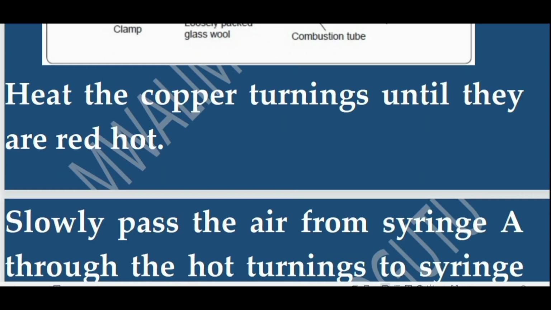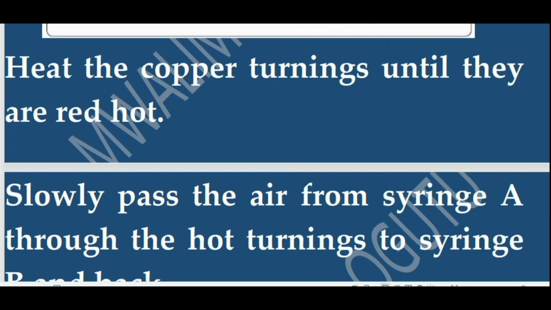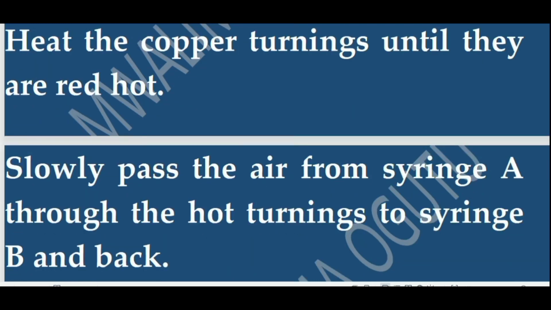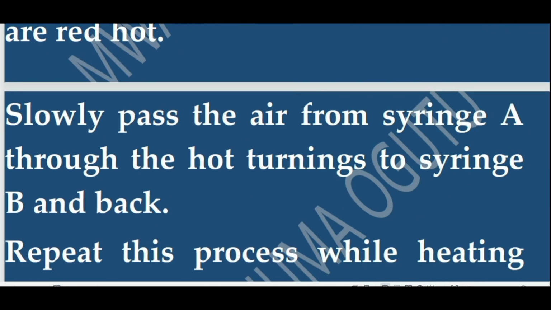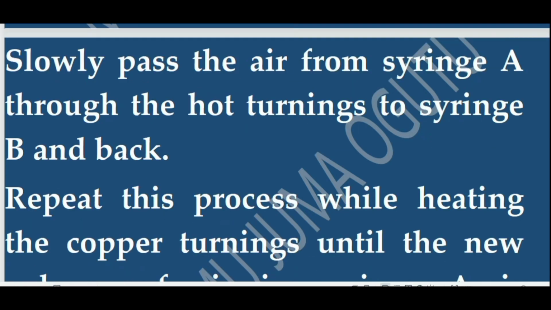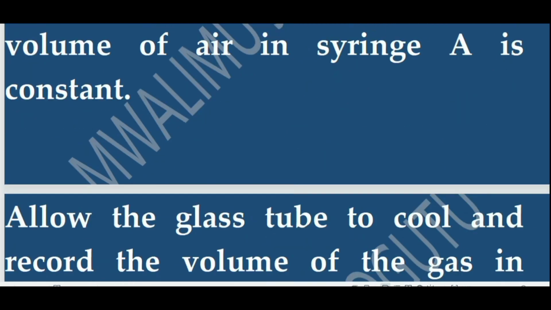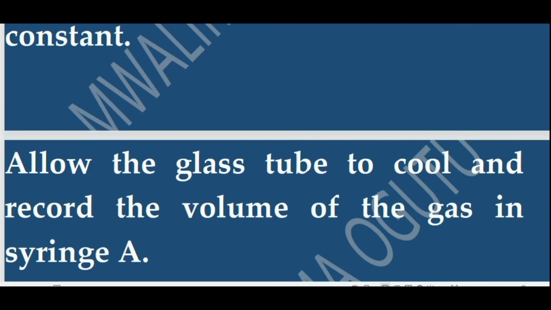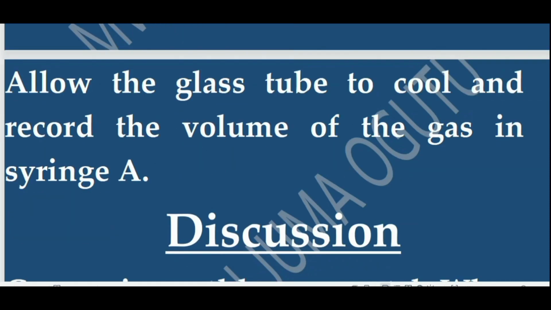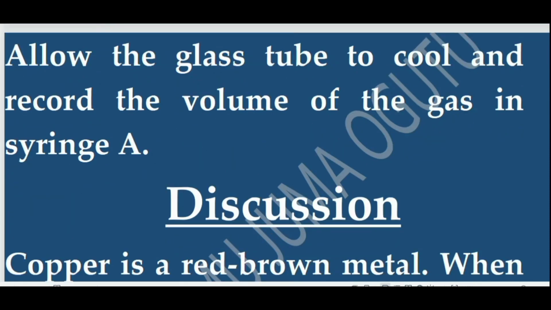We slowly pass the air from syringe A through the hot turnings to syringe B and back. We repeat this process while heating the copper turnings until the new volume of air in syringe A is constant. Then we allow the glass tube to cool and record the volume of the gas in syringe A. After carrying out the experiment, we discuss the observations we make.